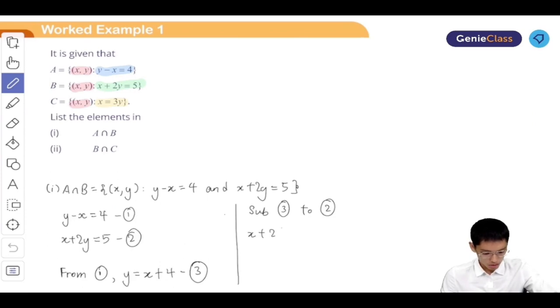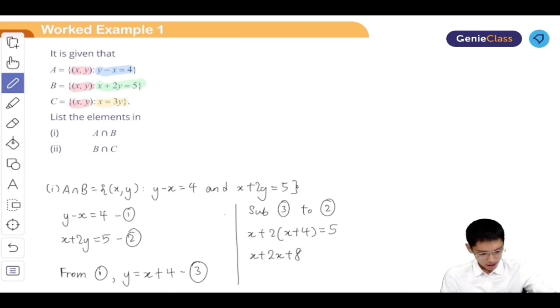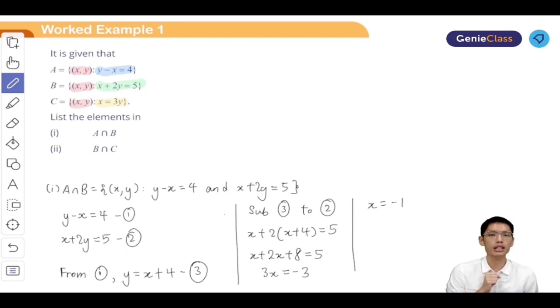x plus 2(x plus 4) is equals to 5. And from here, it's just going to be a normal algebraic manipulation. So that's where I have x plus 2x plus 8 is equals to 5. All right, just take note from there. And from here, I manipulate: 3x is equals to minus 3. And from here, I have x is equals to minus 1. That's the first part of the answer.